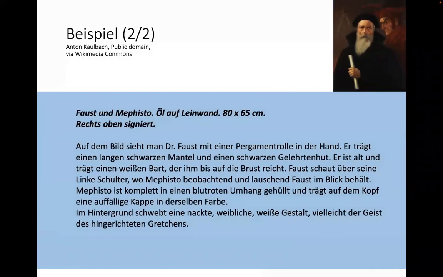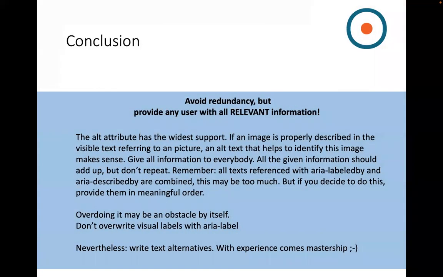Yeah, these are two examples of text alternatives in German. I don't think anymore that these are very helpful, so I'm skipping it. As a conclusion, avoid redundancy, but provide any user with all relevant information. Overdoing it may be an obstacle by itself, and don't overwrite visual labels with aria-label, once again, because these things are the most important to me.